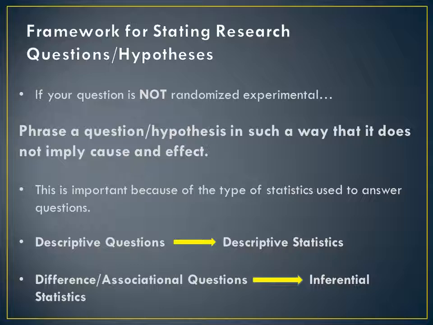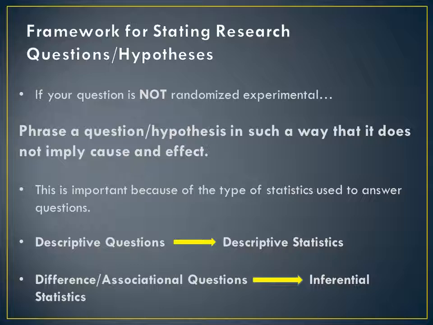So, now that we know about the research problem and how to state it, we're going to look at some frameworks for stating research questions and hypotheses. If your question is not randomized experimental, you should phrase the question or hypothesis in such a way that it does not imply cause and effect. This is important because the types of statistics used to answer the questions are not looking at cause and effect.